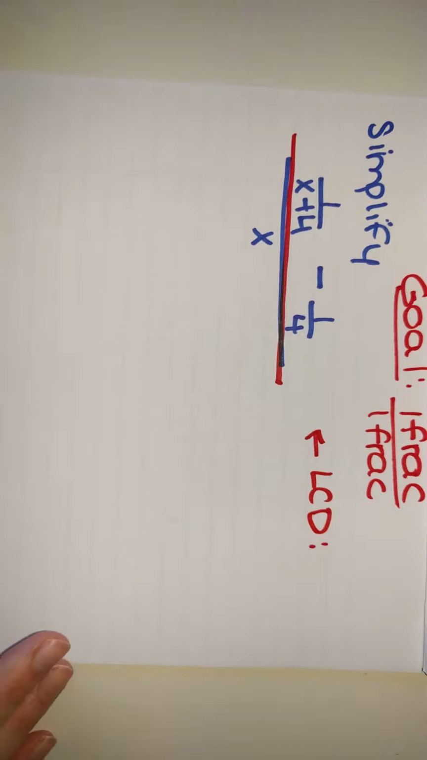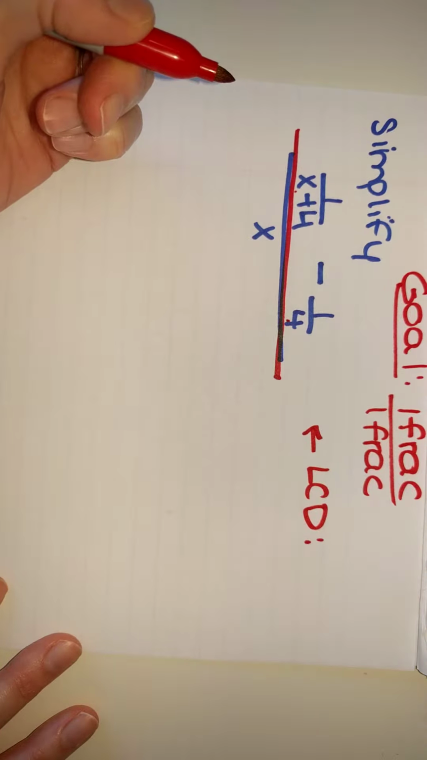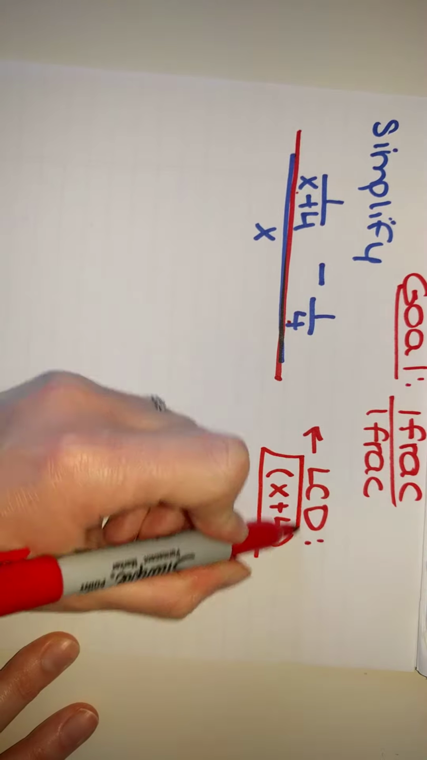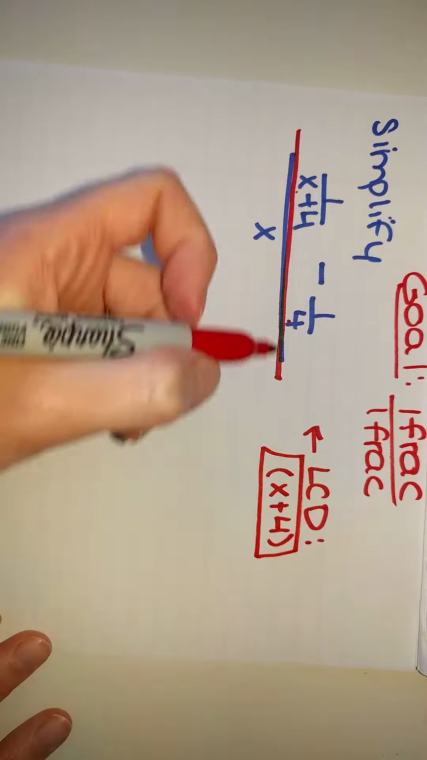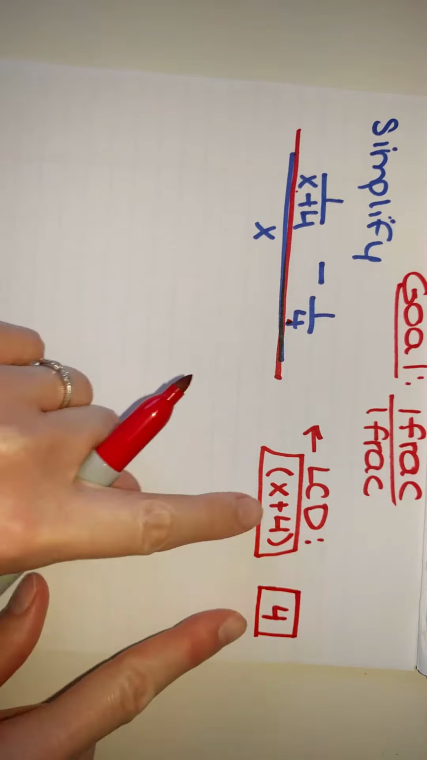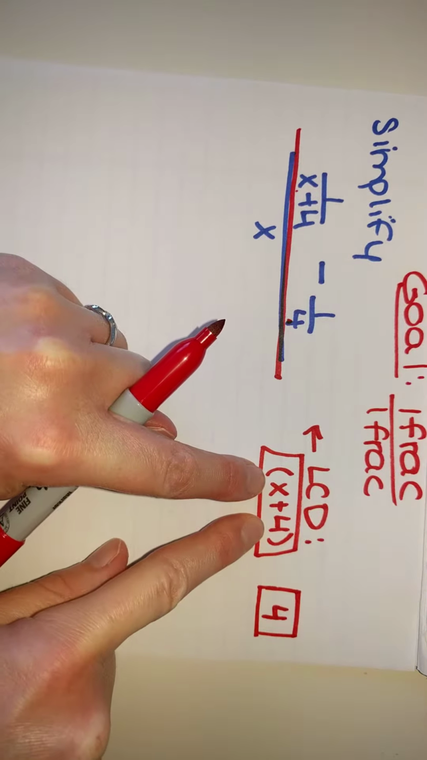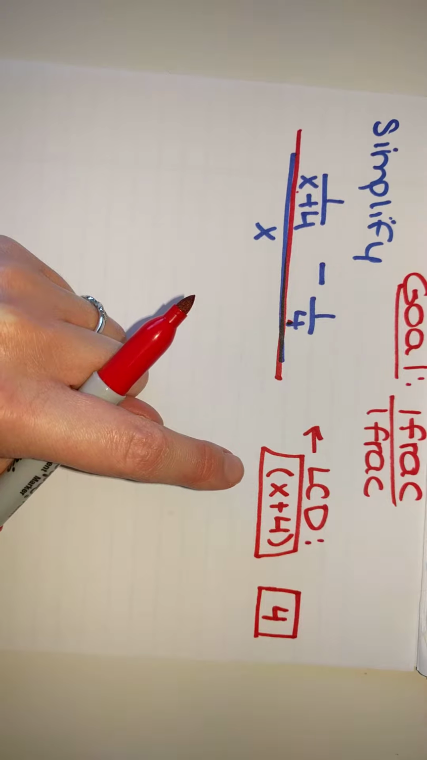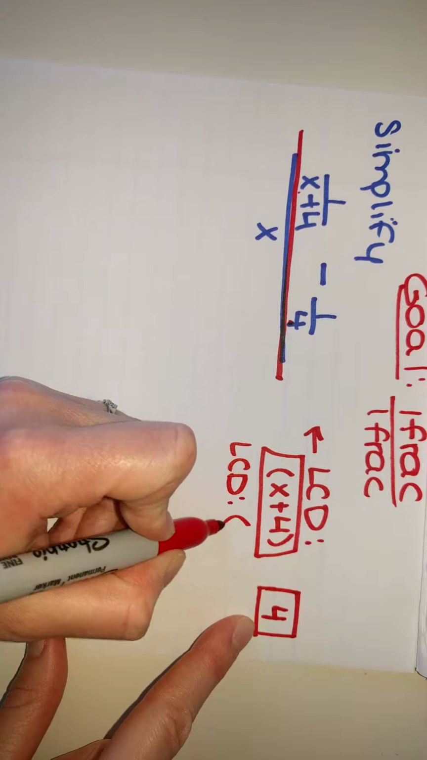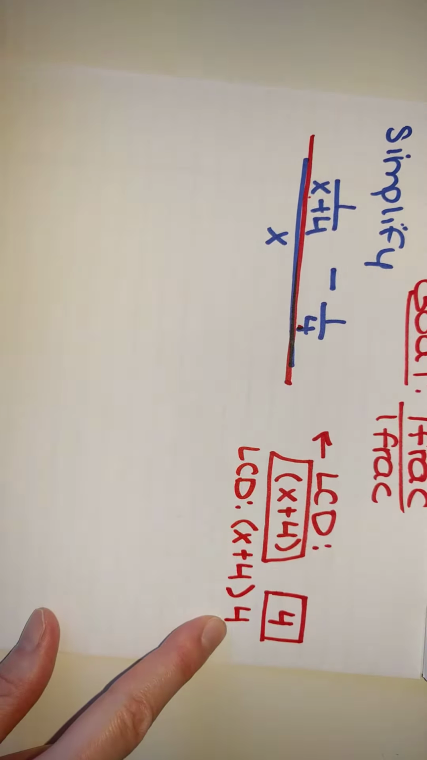To come up with our LCD here, we are going to want to write down the unique factors that we have in each of these denominators. So we have x plus 4, that is one denominator, one factor in this problem. And then we have the 4 factor denominator. Because both of these are unique, this x plus 4 is one factor all by itself, and this 4 is one factor all by itself, our LCD is going to involve the x plus 4, and it's also going to involve the 4.